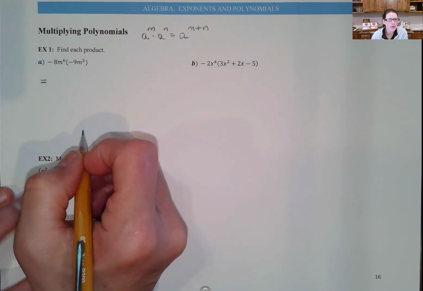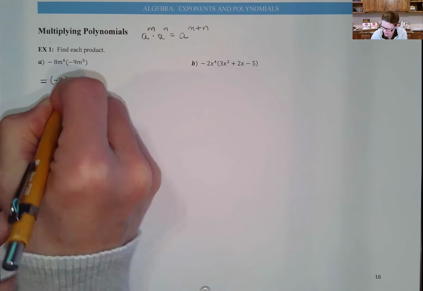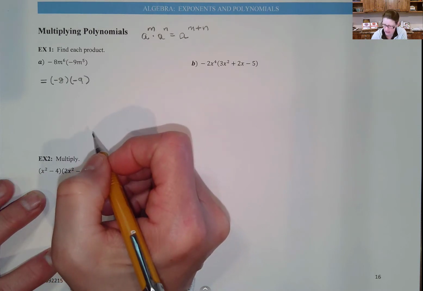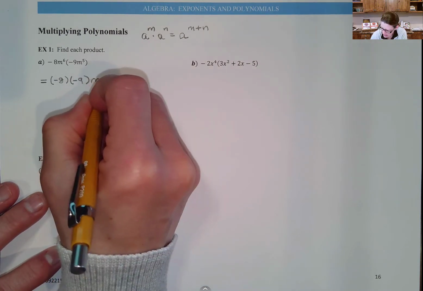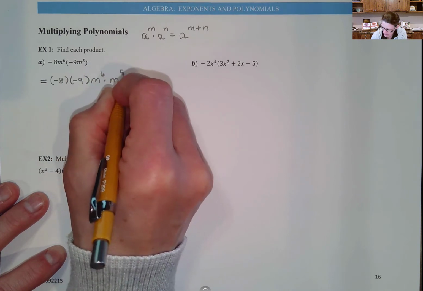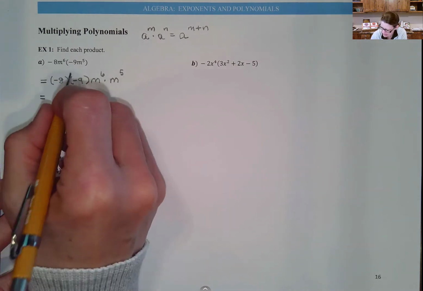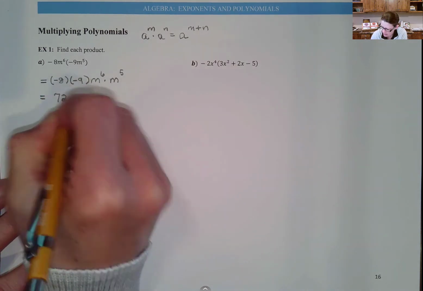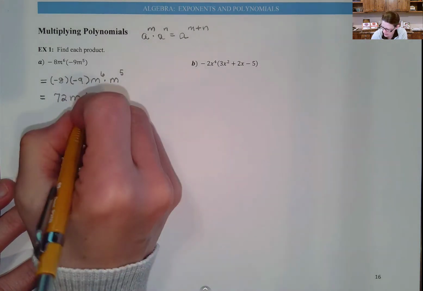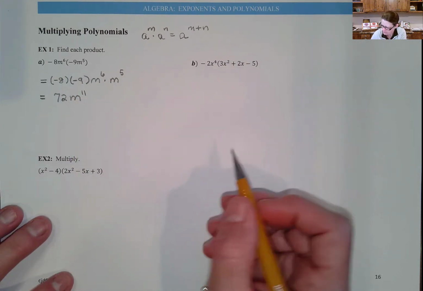In example 1, we will find each product. Now remember that when you're multiplying, we can multiply these factors in any order. So you might think to bring your coefficients, the -8 and -9, to the front, and then your variable factors, m to the 6th times m to the 5th, at the back of this product. -8 times -9 is positive 72. Multiplying like bases, we add those exponents and call this m to the 11th. 6 plus 5 is 11. 72 m to the 11th.